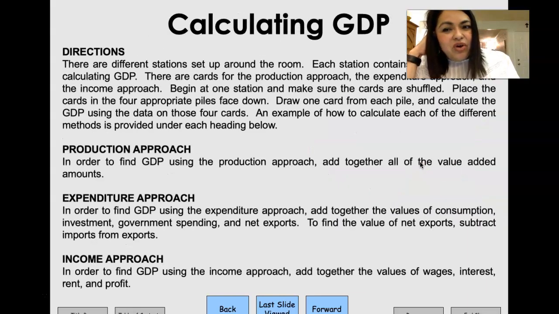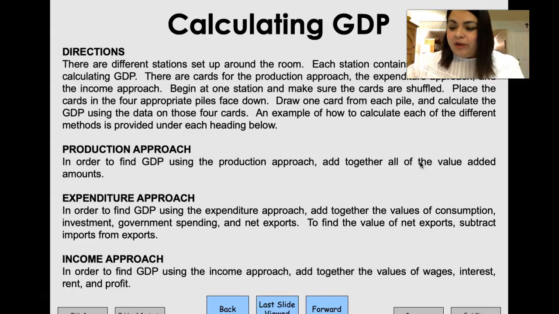So there are different ways to calculate GDP. And so now you're going to do a homework assignment. You're going to bring it all together, and you're going to figure out how to calculate GDP. So I'm going to go over this with you.